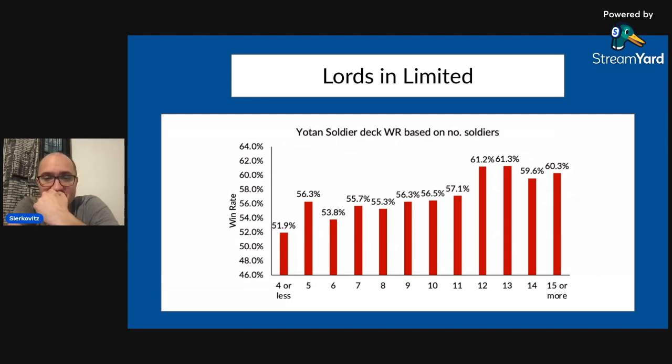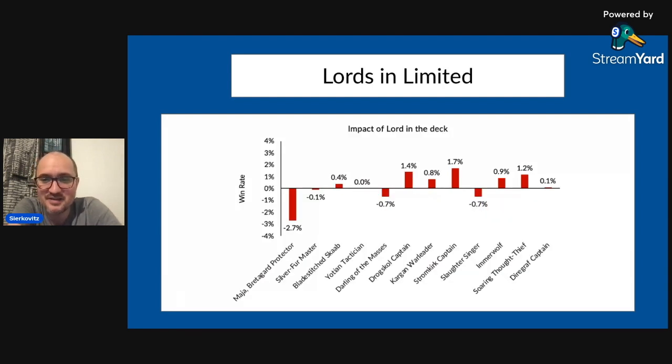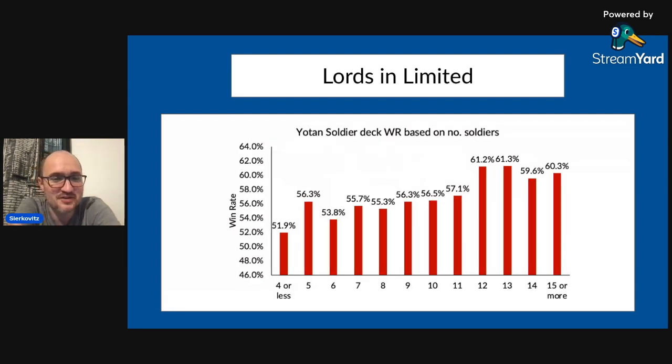So, Yoshin says, yes, it is Yoshin Tactician. Thank you very much, Mercurio. I, of course, mean Yoshin Tactician, very much like I meant in the previous slide, where it did say Yoshin Tactician. I somehow wrote Yoshin Soldier in the slide description.